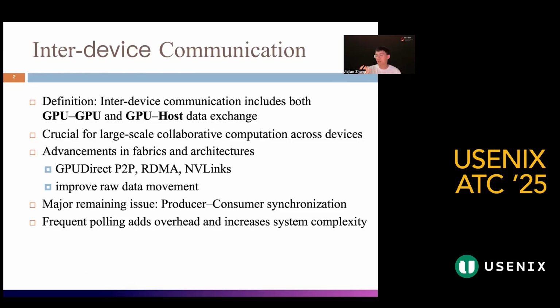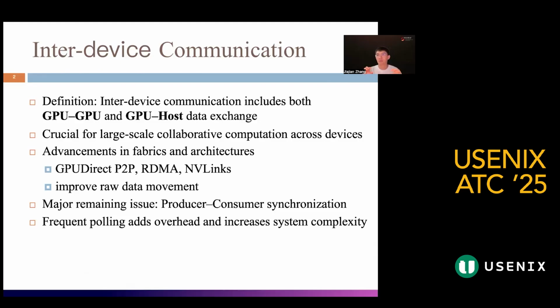Sure, we've made great progress in fabrics and architectures like GPU direct P2P, peer-to-peer, and RDMA, and fast interconnects like NVLinks. But even with all these advancements, one issue continues to stand out: synchronization. And this isn't just about having fast links. It's about coordinating when data is ready and when it can be used.